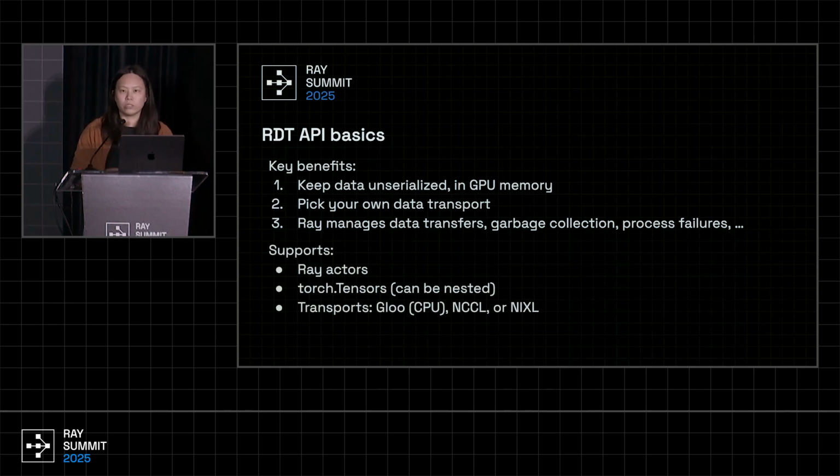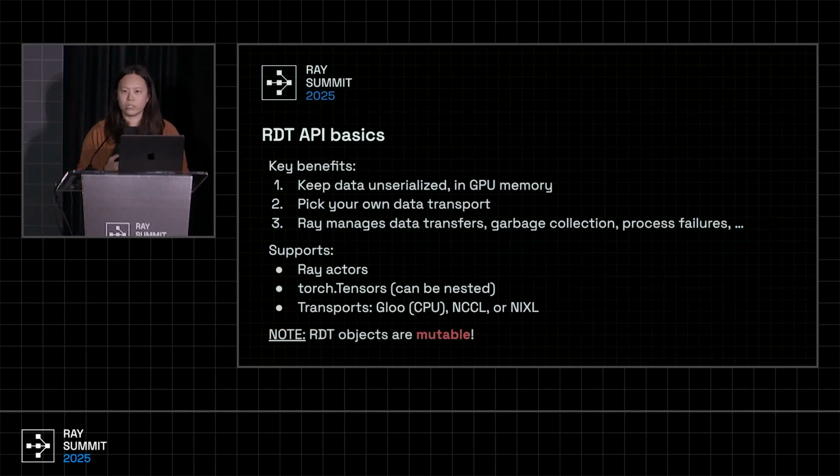Today, this supports Ray actors, so actor-to-actor data transfers. It supports torch tensors, which can be nested inside of other Python data. So you could transfer, for instance, a dictionary of multiple torch tensors. And today we're supporting 3 different transports. Gloo for CPU communication, that can be really useful for debugging and development. We also support NCCL and NIXL, which are 2 libraries from NVIDIA for GPU-GPU communication.